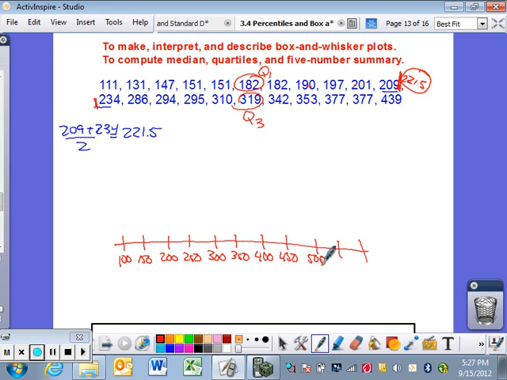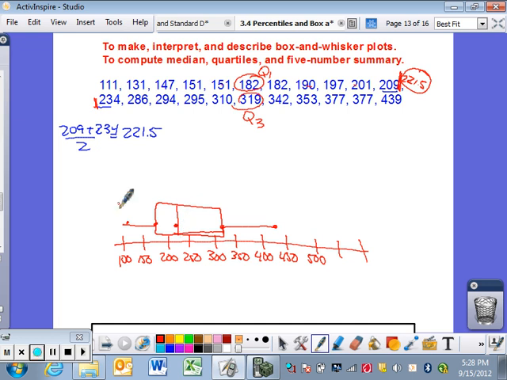And then lowest number, 111, which is going to be about right there. 182. I have my median is 221.5. Have my 319. And then I have my 439 as your high. So then I want my box. Oh, that's not even close to straight. You can make fun of me for that. That's quite alright. Your whiskers go out and you need your line at the median, and that's kind of the idea of what it looks like.